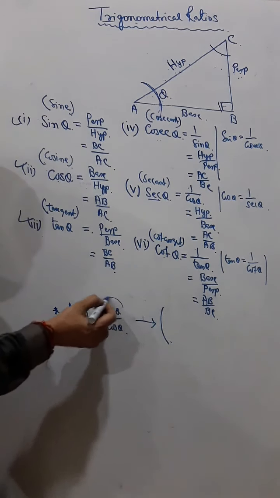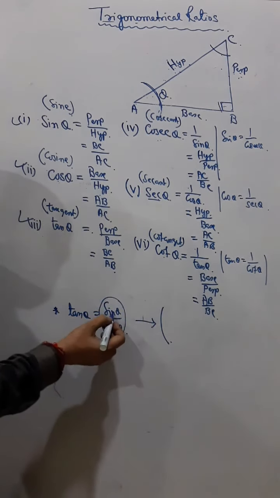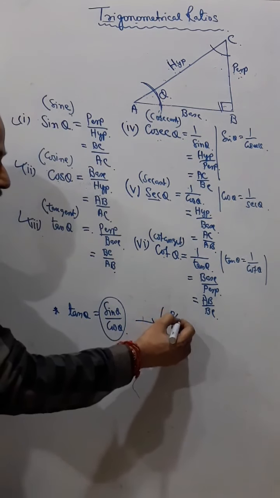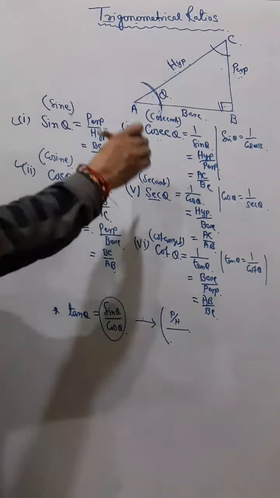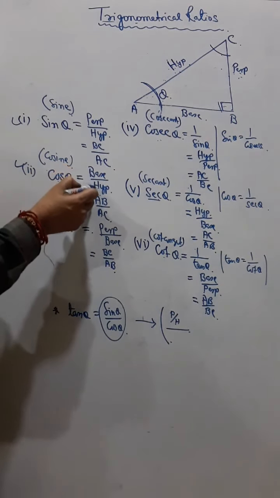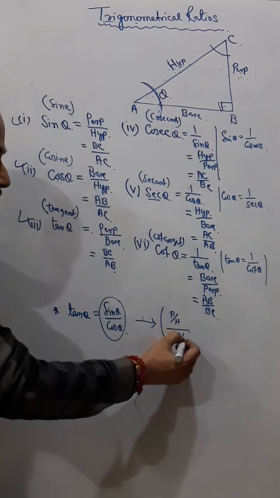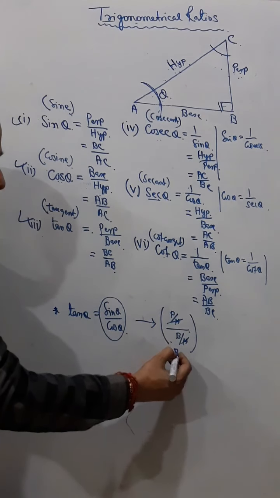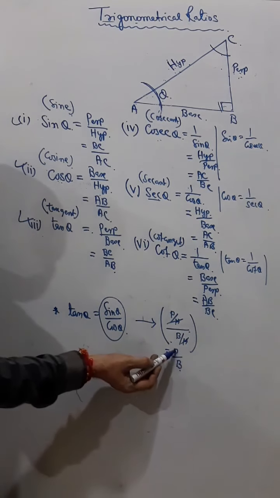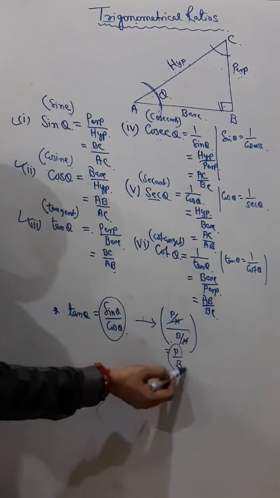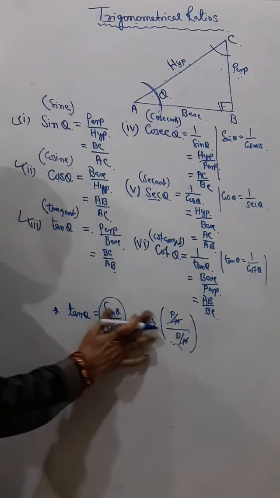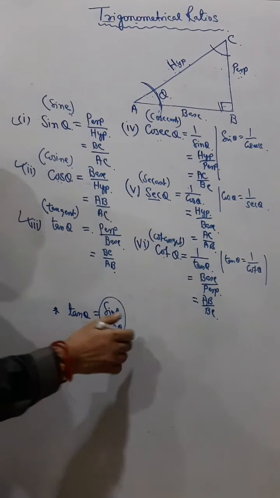Now you can understand from here. Sin theta by cos theta, how can we say that? You have seen sin theta means perpendicular by hypotenuse. So let us write P by H. And you know cos theta means base by hypotenuse, B by H. Now this H and H will get cancelled. What are you left with? You are left with perpendicular by base, and this perpendicular by base means tan theta. Understand? So directly we can say that tan theta is sin theta by cos theta.